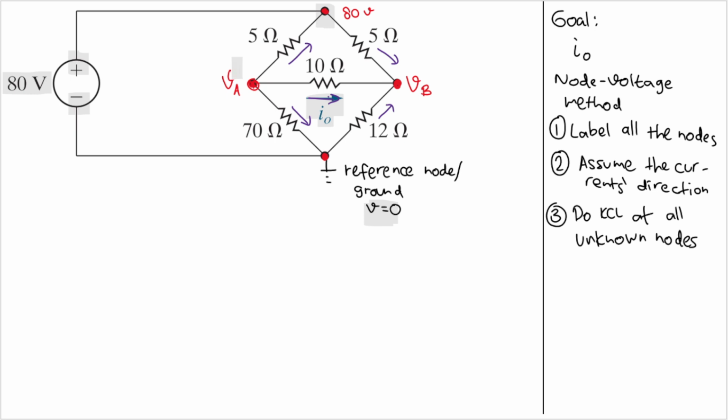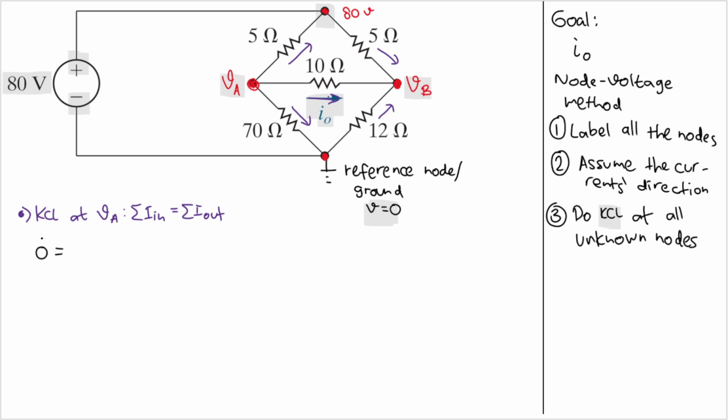We have two unknown nodes, VA and VB, so we need to do KCL at VA and at VB. Let's do exactly that. The first KCL that we need to do is at node VA. KCL says that the sum of the currents that go in will equal the sum of the currents that go out. At node VA here, there is no current that goes in. All the currents go out. This goes out, and this also goes out. So I will have 0 as the current that goes in.